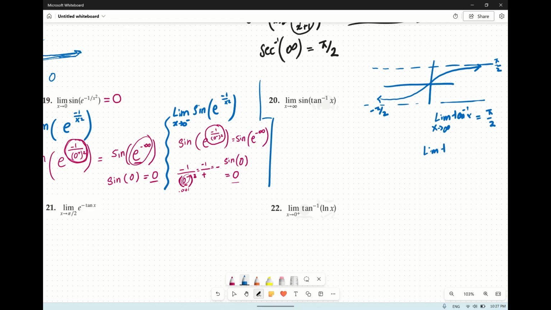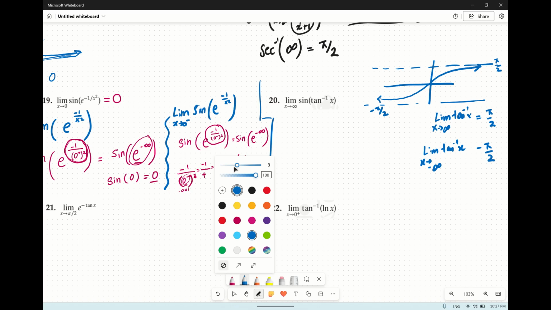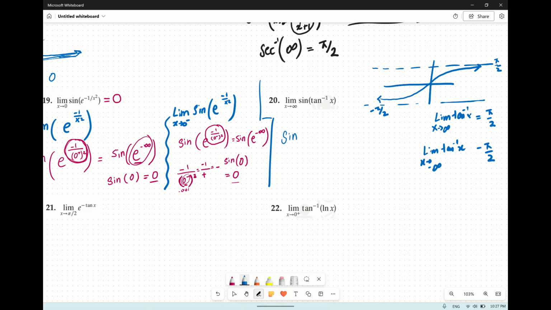Limit of tan inverse as x goes to negative infinity is negative pi over 2. So now I will go here and I will start solving. I will say sine tan inverse of infinity. So I substitute infinity in the place of x. What do I know about tan inverse of infinity? It will go to pi over 2.